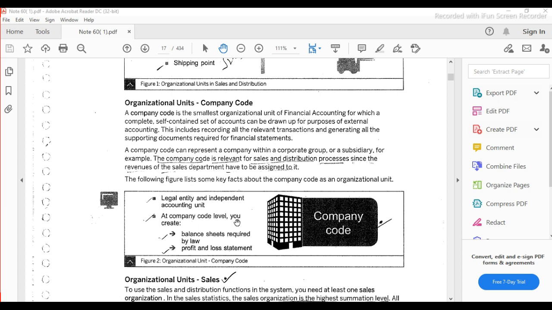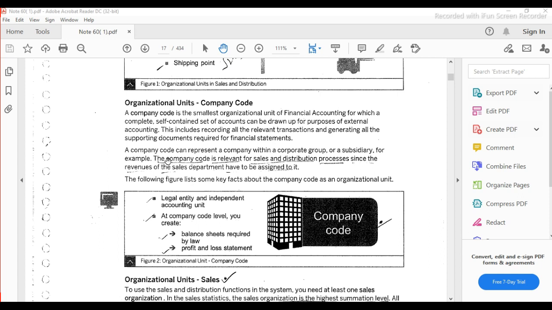That's why it is called a self-contained set of accounts that can be drawn up for external accounting purposes. This includes all the relevant transactions and generating all the supporting data and documents which are required for the financial statement. At company code level it will generate all the relevant transactional or supporting documents required for generating the financial statement. That is the second point.